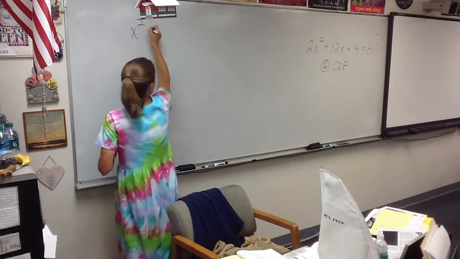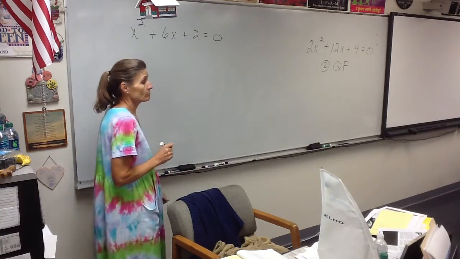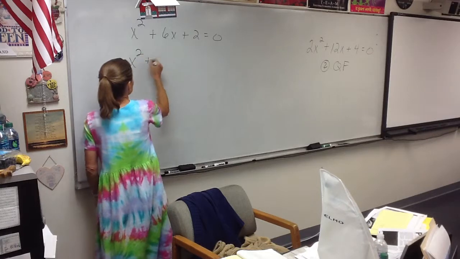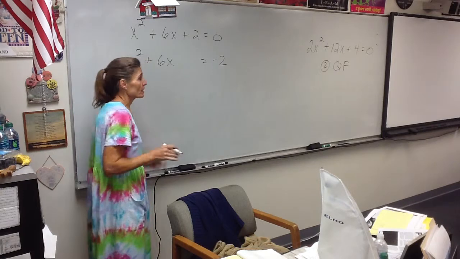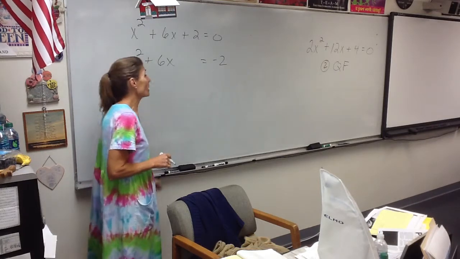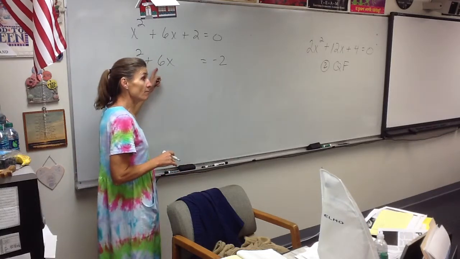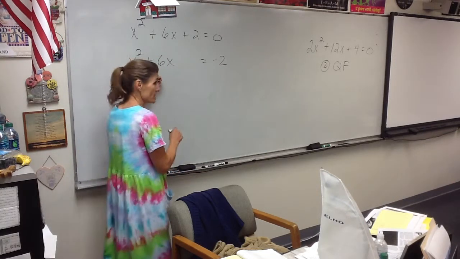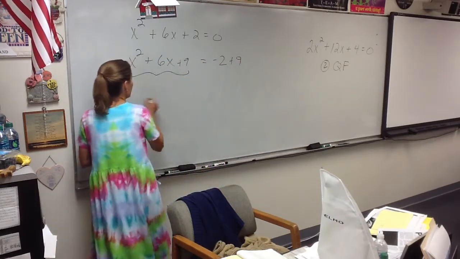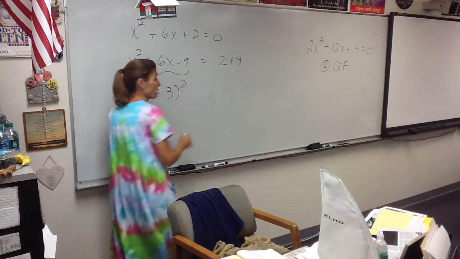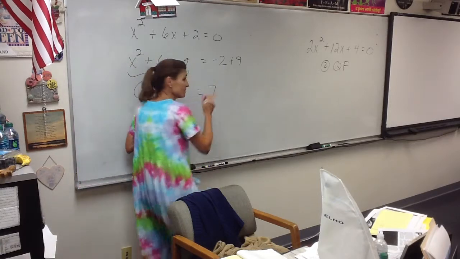So step one, we're going to divide the whole shebang by 2. Then we're going to move the 2 over, right? Now we're going to actually complete the square. We're going to figure out what we need to add to both sides. So half of 6 is 3, and 3 squared is 9. So we have x plus 3 squared. Would you agree with that? Equal to 7.